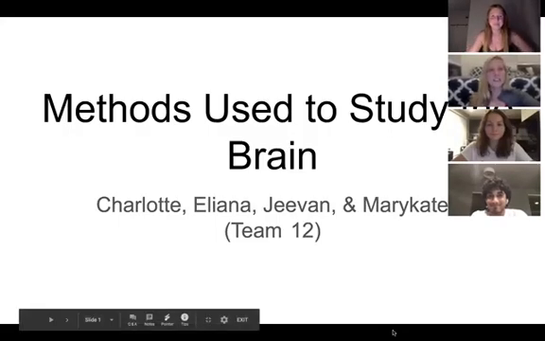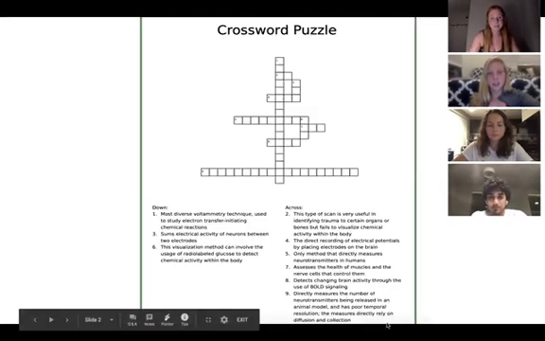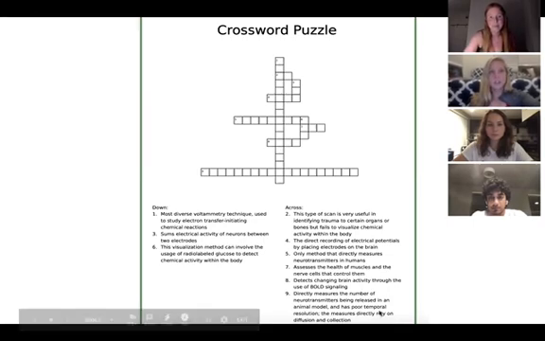Hi everyone, let's do a crossword on methodologies used to study the brain and observable behaviors. Some methods monitor electrical activity, some produce images, and some monitor chemical signals. To begin, we're going to look at this crossword and try to find the different answers for different methods. Who knows the answer to the first clue?